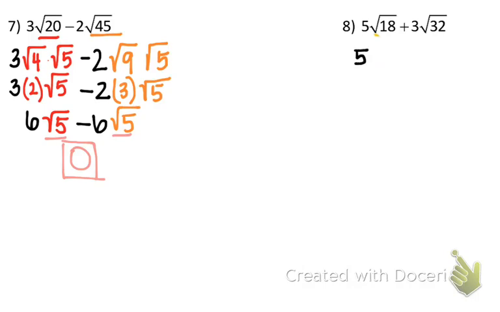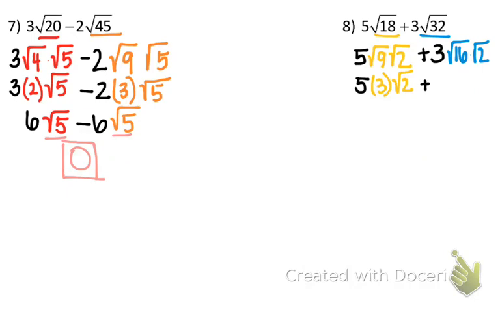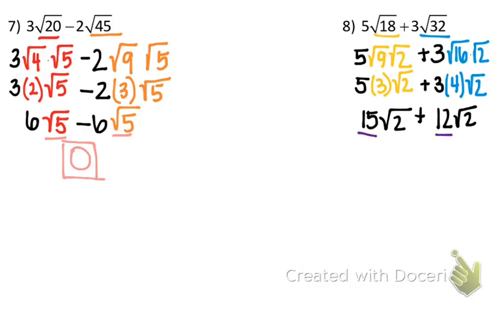And in our last example, we're going to start by simplifying our roots first. Square root of 18 breaks down into the square root of 9 times the square root of 2. And the largest perfect square that divides into 32 is square root of 16. So now we take our square roots and multiply. So we have 15 square root of 2 plus 12 square root of 2. Again, we've created like terms now, so we can add our coefficients, which is 27 square root of 2.